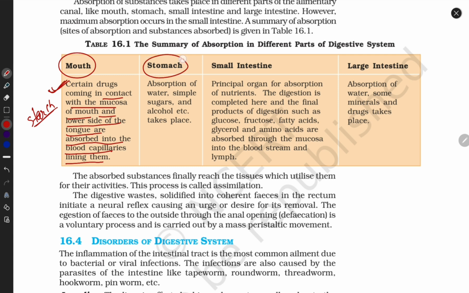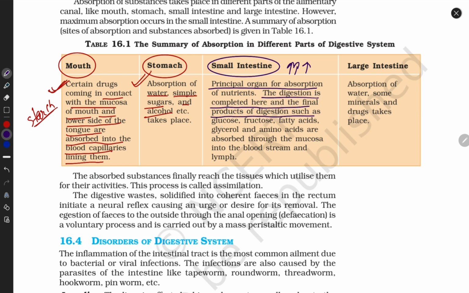Now what happens with the stomach? What do they absorb? They absorb water, simple sugar and alcohol. Important, guys. Now let's start with the small intestine. This is the principal organ for absorption, highest absorption. The digestion is completed here and the final products of digestion such as glucose, fructose, fatty acid, glycerol, everything is absorbed through the mucosa into the blood stream. And what kind of things are absorbed in the large intestine?